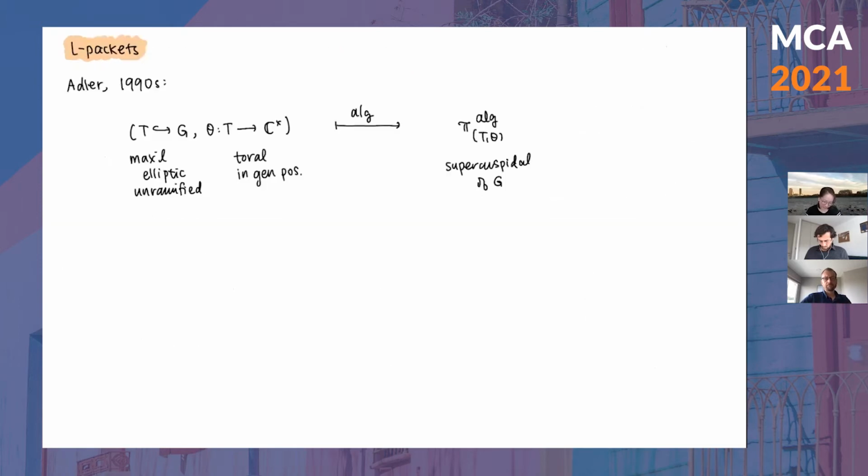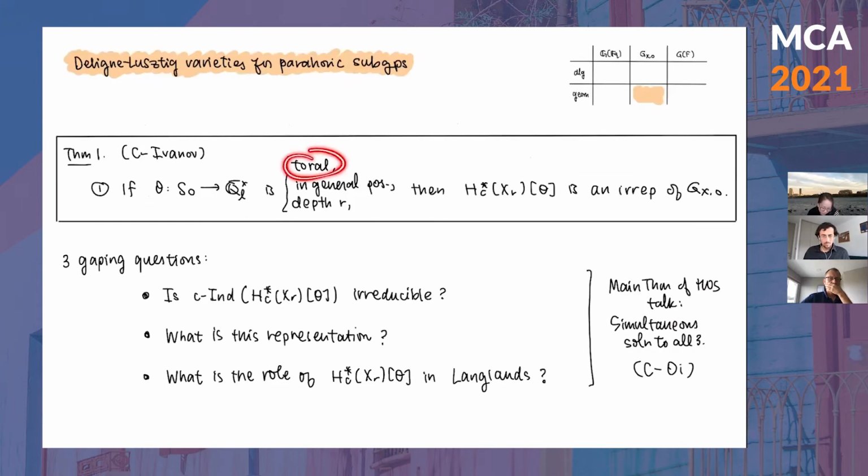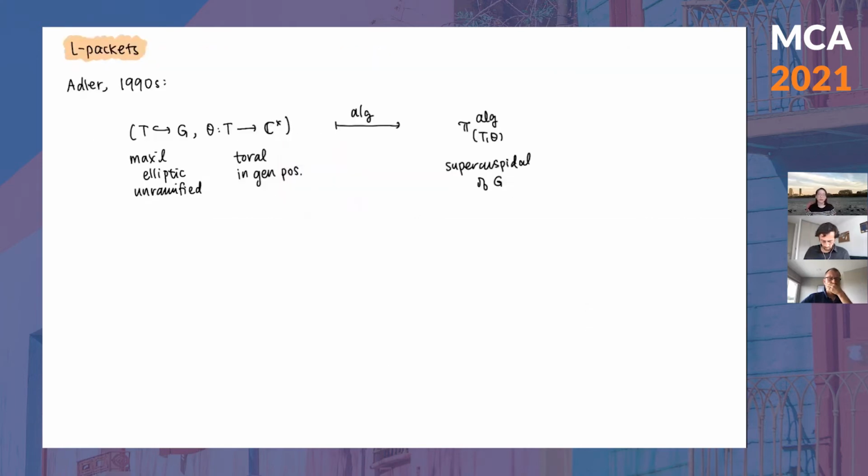Okay. So L packets. In the 1990s, Adler constructed a pretty wide class of supercuspidals using a construction that was later generalized by Yu to give us what we now know as the most general construction of supercuspidal representations. And these assumptions that I had on the theorem, this toral in general position, depth R, these two conditions were exactly the same conditions that Adler had on his starting point.